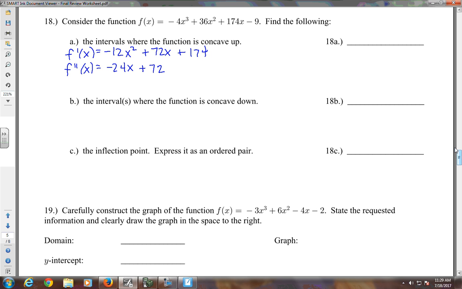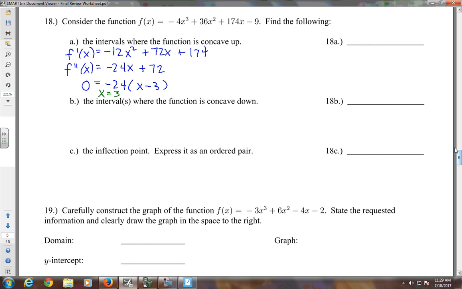You might find it easier to factor that derivative when we set it equal to 0. Notice we have a GCF here, greatest common factor of negative 24. Let's rewrite this as negative 24 times x minus 3. Okay? So what did we do? We found the second derivative. We set it equal to 0. Now what will I obtain if I solve for x? I will obtain not a critical value, a potential inflection point.